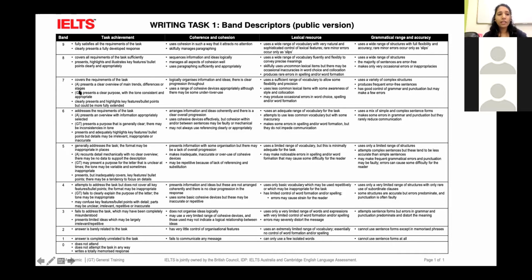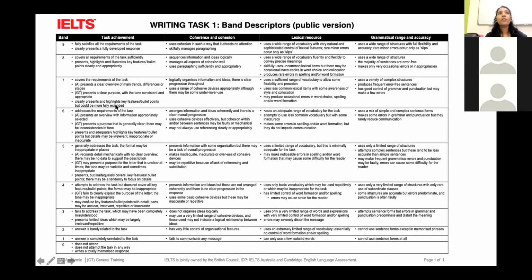For you to achieve task achievement for your general training test, for your task 1, you have to present a clear purpose with a consistent tone. So if you're writing a letter of apology or a letter to request something, your tone should be consistent throughout. You should be using phrases like please and thank you and all that. And then if you can clearly present and highlight the key features and the bullet points presented in the letter, you would be achieving your task achievement.